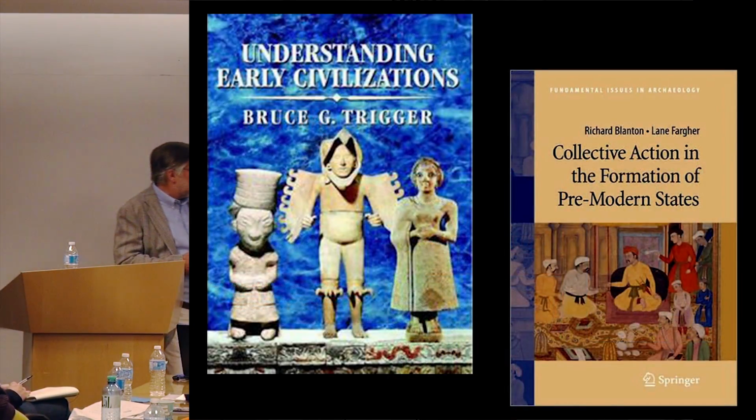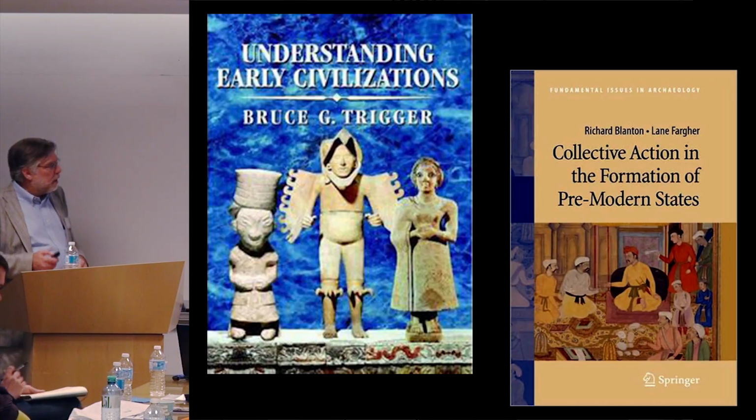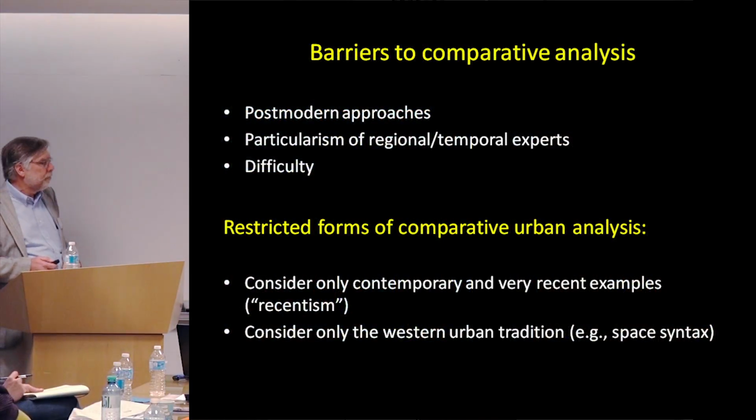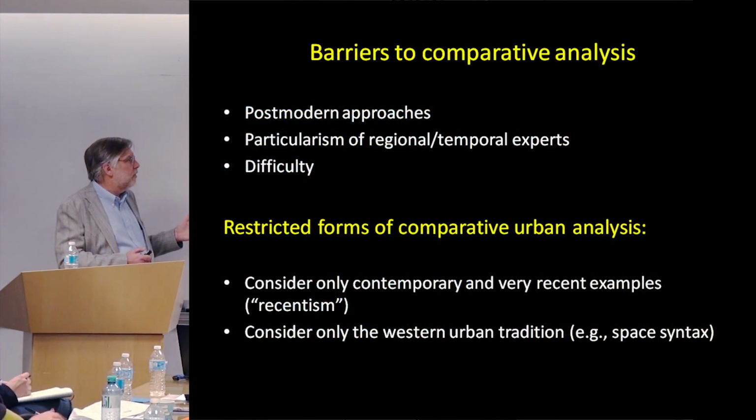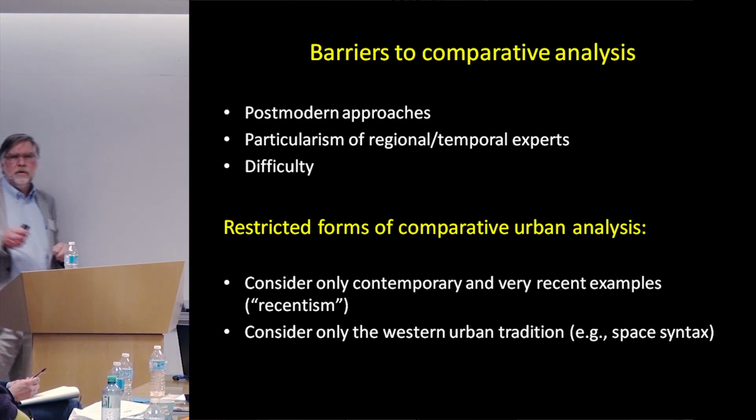Okay, Trigger has 7. Blanton and Fargher have 30 cases. They're taking their cases, putting them in the same framework and analyzing them. Now, barriers to comparative analysis. Postmodern approaches where everything is unique and you can't compare things, that's worthless.